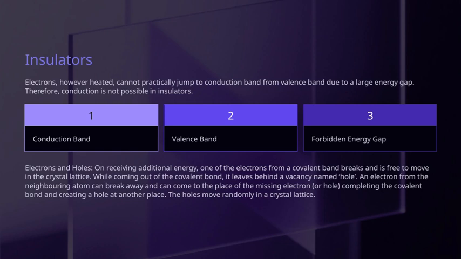Now, when an electron does receive enough energy to break free, it leaves behind a vacancy called a hole. These holes can move around the lattice, and electrons can jump from neighboring atoms to fill these holes, creating new holes elsewhere. But overall, because of this large energy gap, the flow of electrons, and thus conduction, is effectively blocked in insulators. That's what makes them so different from conductors and semiconductors.